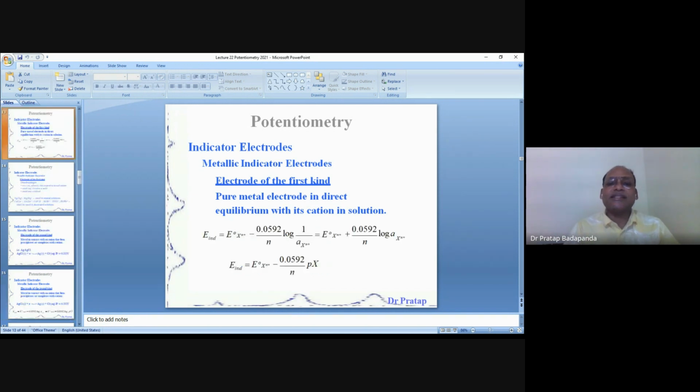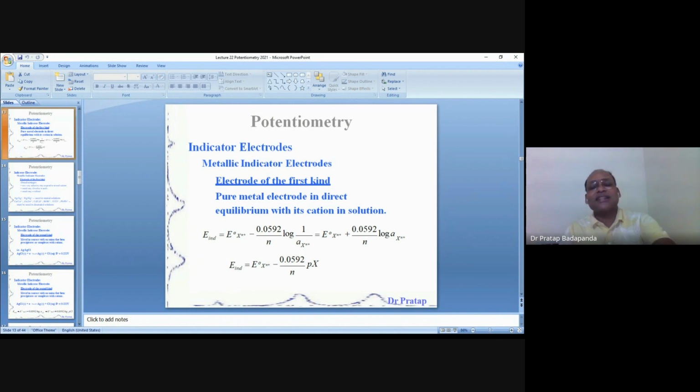The metallic indicator is the first kind: pure metal electrode in direct equilibrium with its cation in the solution. Now the Nernst equation is there, right? E indicator, that is E cell, is equal to E naught of X to the power n, for the metal electrode we are using, minus 0.0592 by n log 1 by X to the power n. This is the simple process for how you calculate the potential.